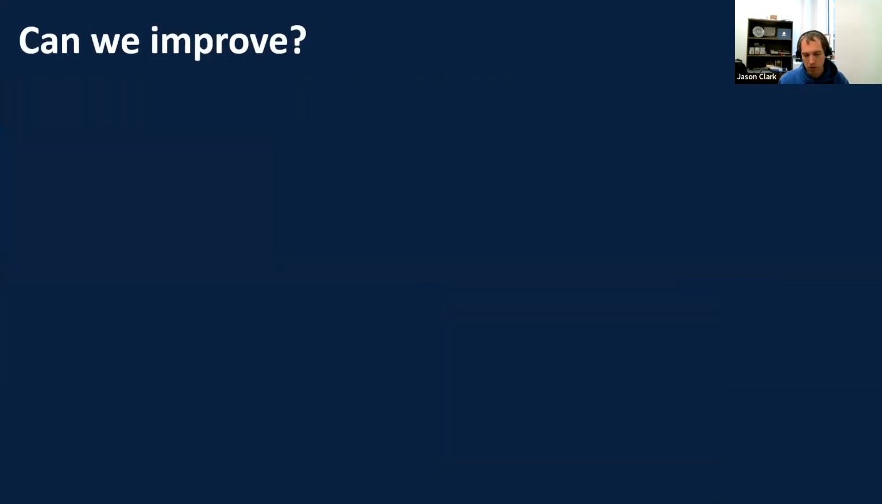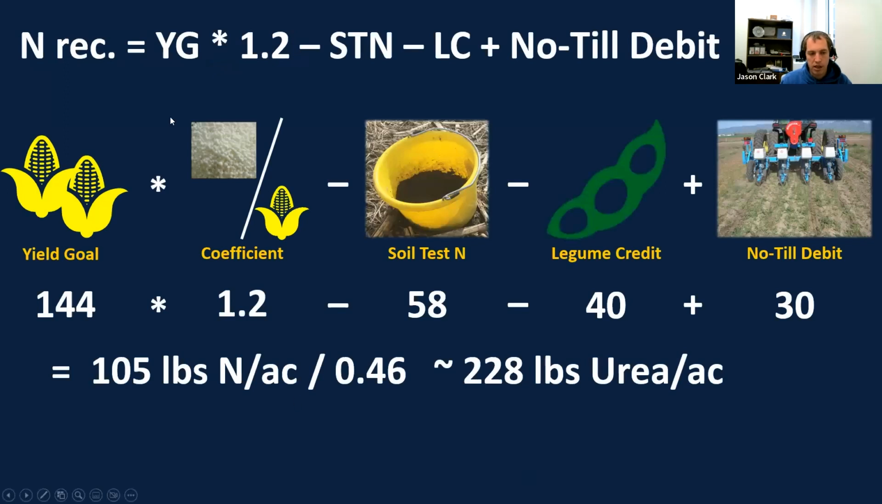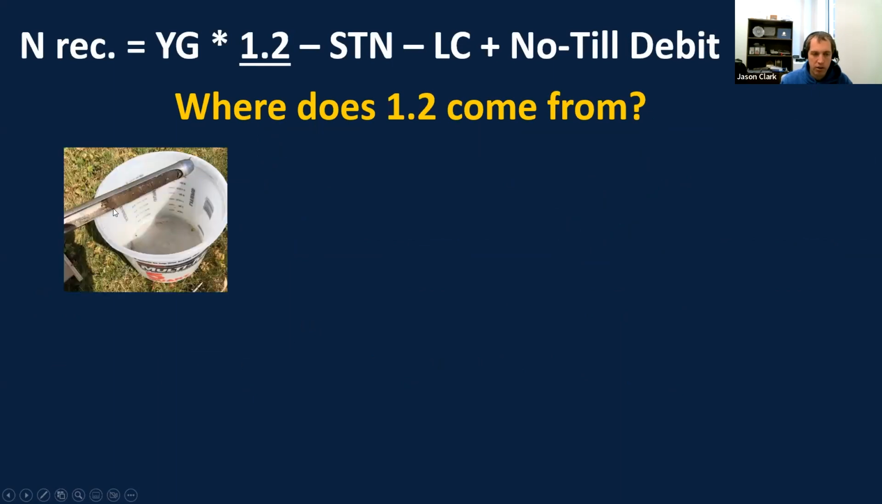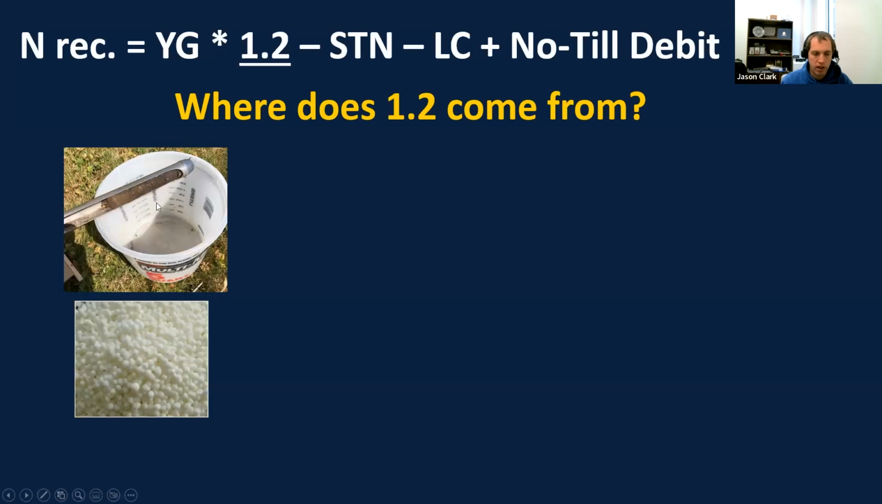So how can we improve? If we look at this recommendation and these different parts, the one that we've seen change the most through time is this one right here, this coefficient or multiplier of 1.2. And as a reminder, we've talked about this in previous sessions, but just where this comes from, we take our soil test nitrogen level from 0 to 24 inches.